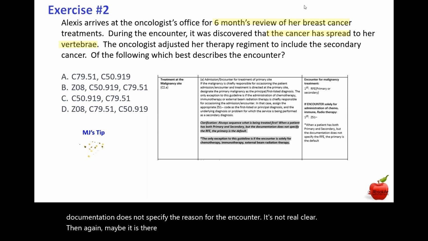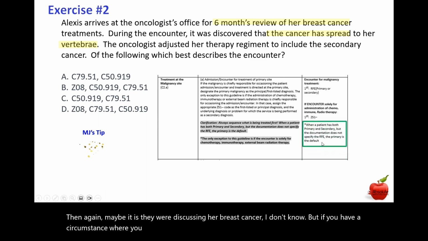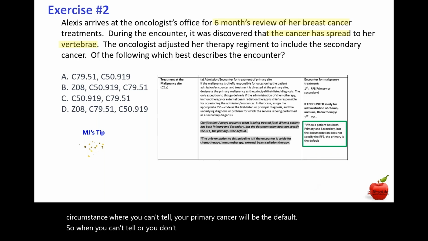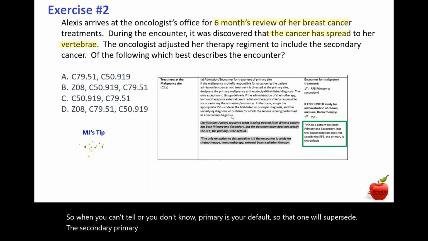It's not real clear, but then again, maybe it is. They were discussing her breast cancer. I don't know. But if you have a circumstance where you can't tell, your primary cancer will be the default. So when you can't tell or you don't know, primary is your default. Primary will supersede the secondary. So with that said, we can eliminate some things, right?